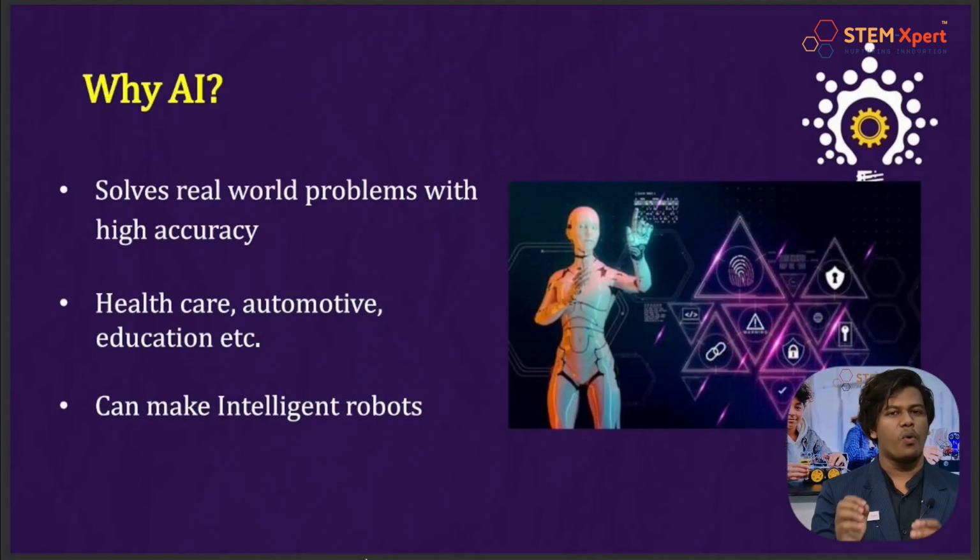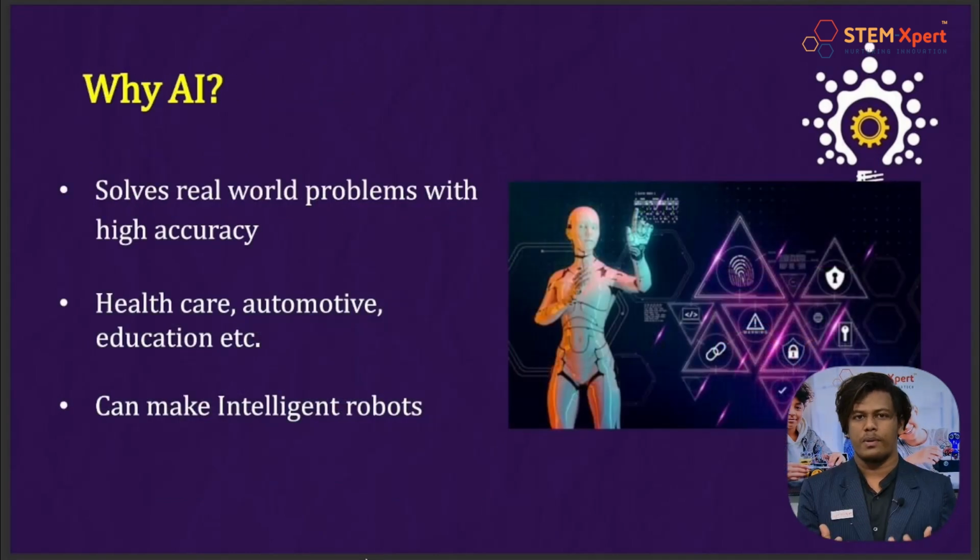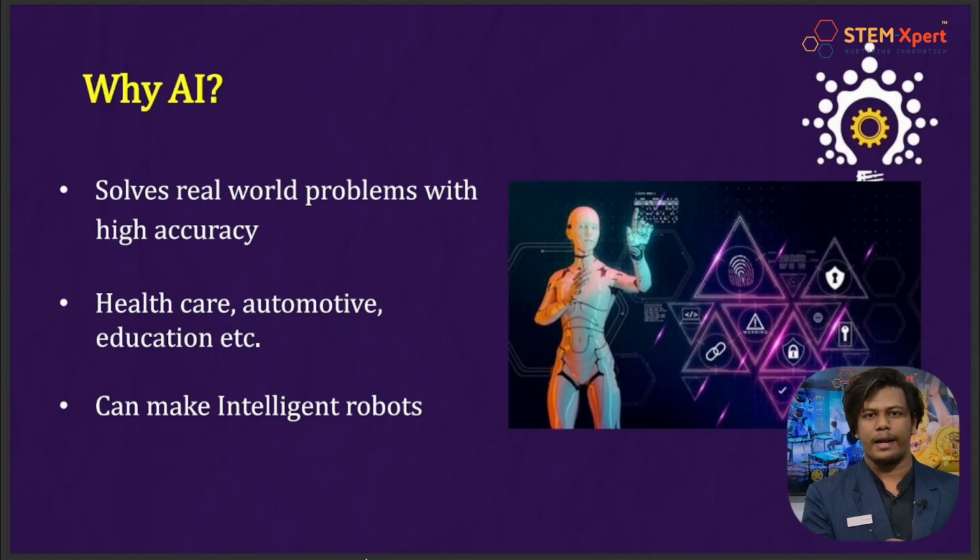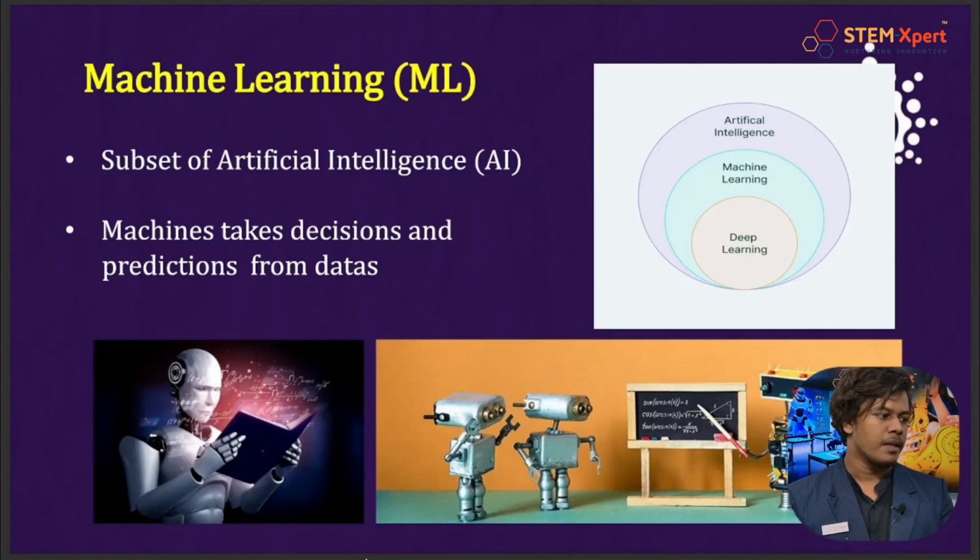Now let's talk about why our world requires AI. You know it, right? Because we talked about a lot of examples. We can use these kinds of examples in a lot of areas such as healthcare, automotive, education, etc. We have been using this kind of technology. So that's really amazing. Now let's talk about the next topic, that is, what is machine learning.